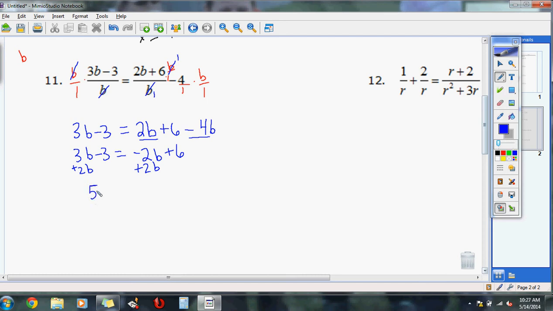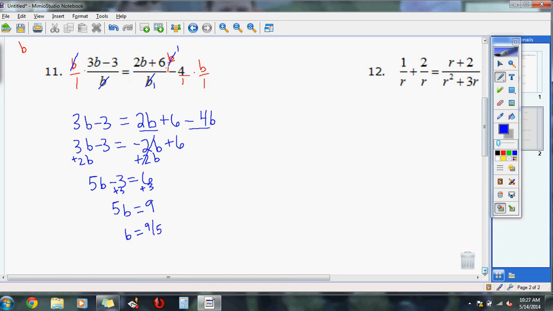So I have 5b minus 3 equals, those cancel, just 6. And then I'm going to add 3 to both sides. Sorry, I'm going too fast for the pen. 5b is equal to 9. So we're going to get a b value of 9/5 for that problem.